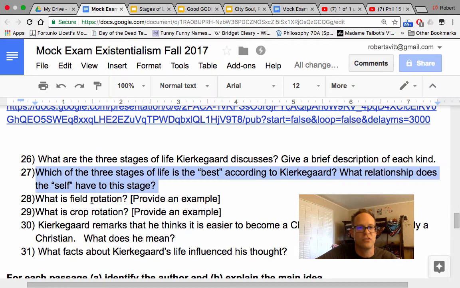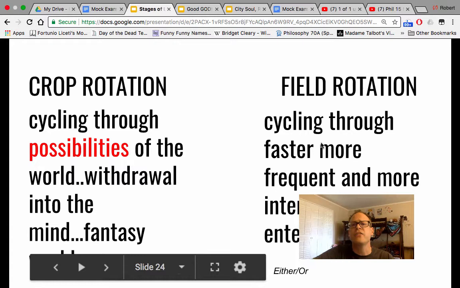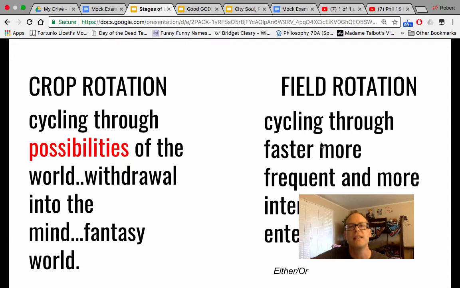So we did 28 and 29. Oh, provide an example. Cycling through faster, more frequent, and more intense forms of entertainment. The field rotation, a good example of this would be one of your daredevil friends, right? So in high school, I had a friend like this, and it was always about bungee jumping and jumping out of planes and racing cars and doing all this stuff, right? And everything had to be bigger, better, and more crazy than it was before. That would be field rotation.